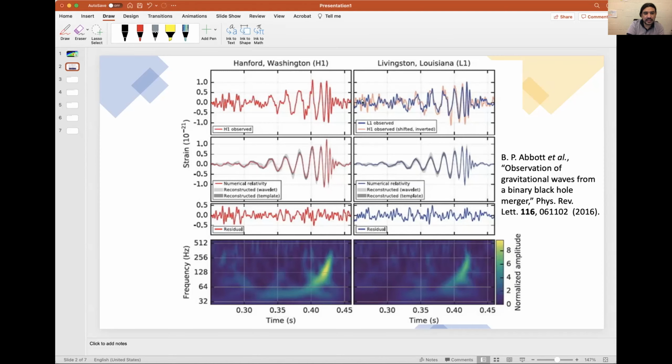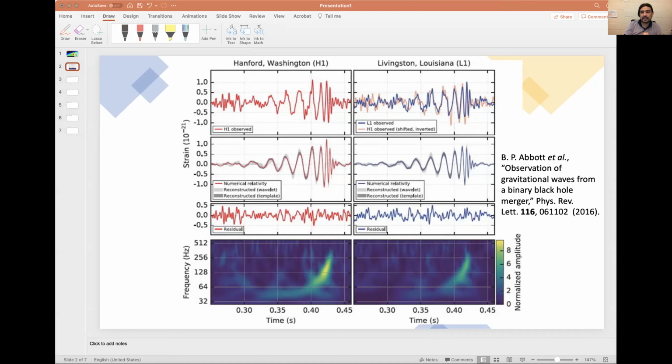And you don't see it as well over here, but you can tell exactly how amazing this match is in this portion of it. There's an excellent match between the two detectors. So what happens is that you have a system in Washington, and then you have another one in Louisiana, and both of them measure the same signal.